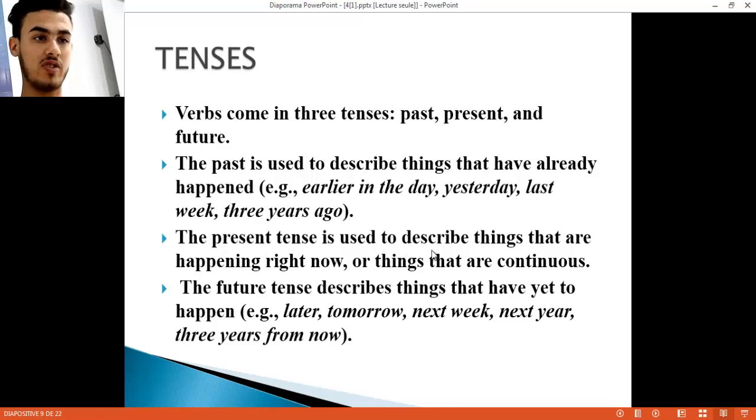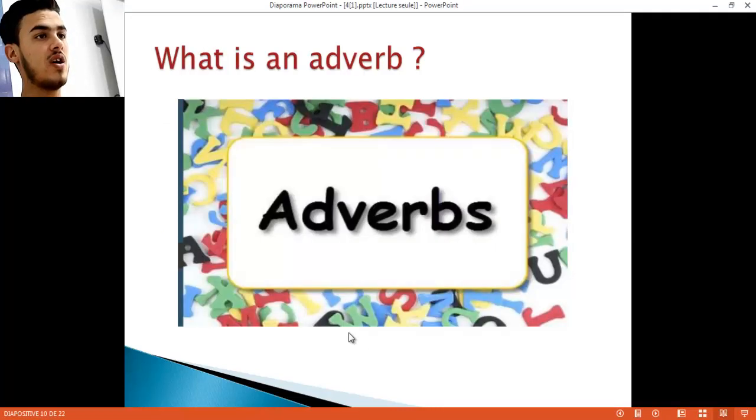The present tense is used to describe things that are happening right now, or things that are continuous. We have to mark that each verb in the present will have an s at the end with the three pronouns, he, she, or it. The future tense describes things that have yet to happen, later, tomorrow, next week, next year, 3 years from now, and those are time markers also to express the future, or future happenings.